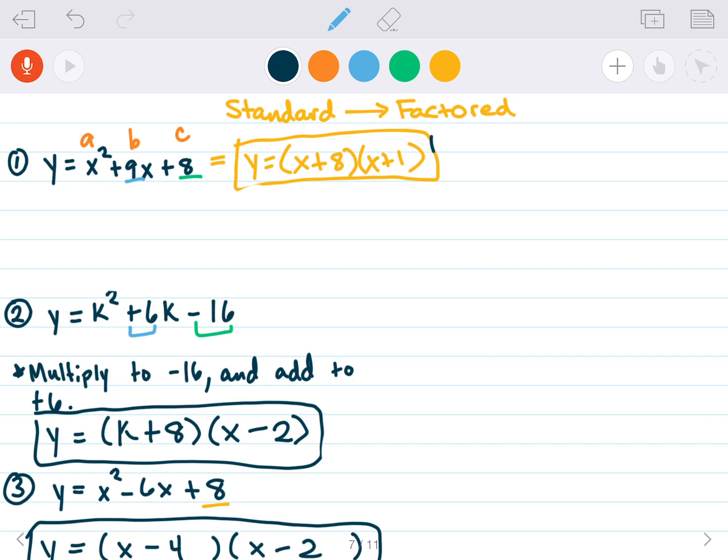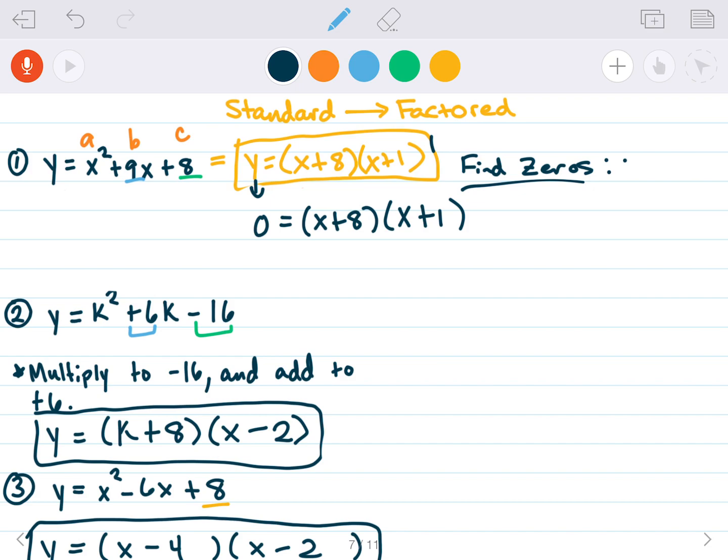So once we're in factored form, to find the zeros, we just set y equal to 0 and solve for x. And we want to find the zeros. Set y equal to 0 and solve for x.